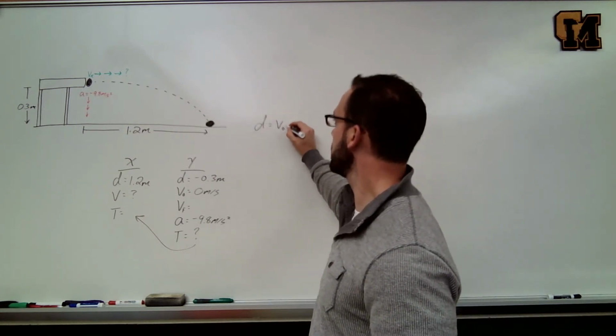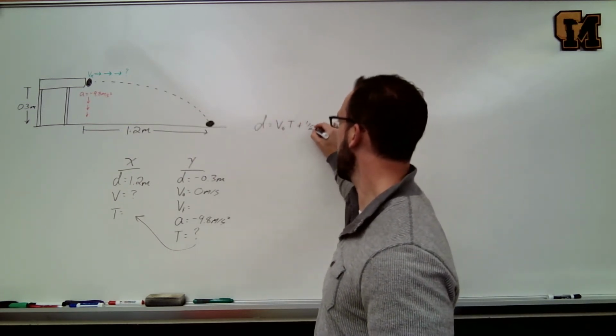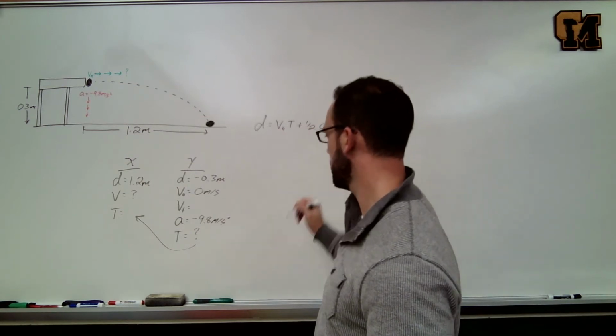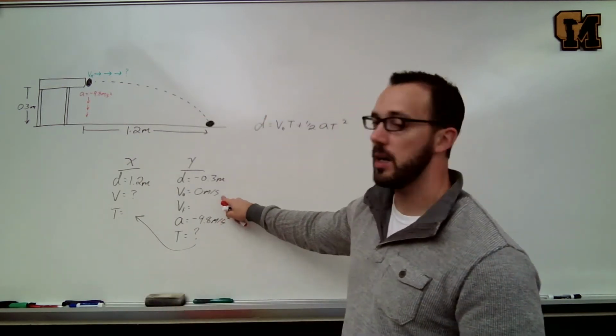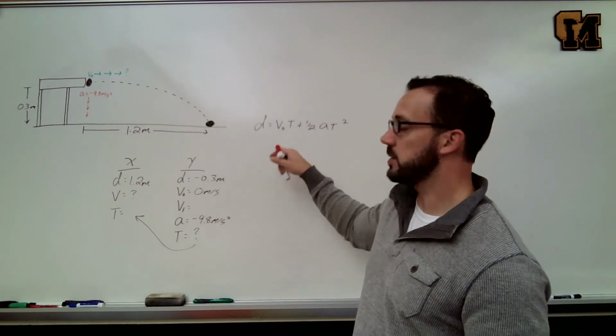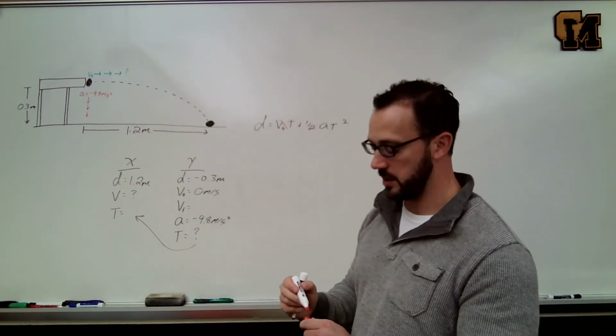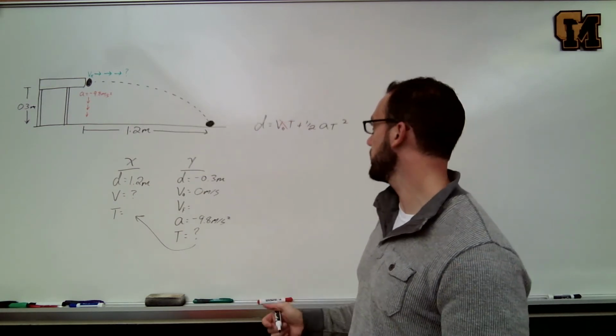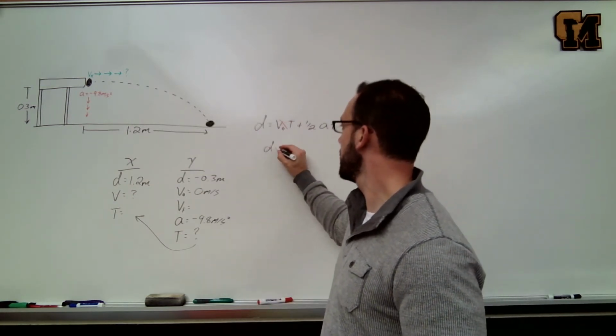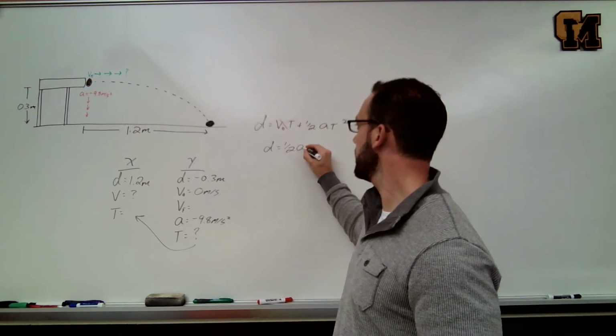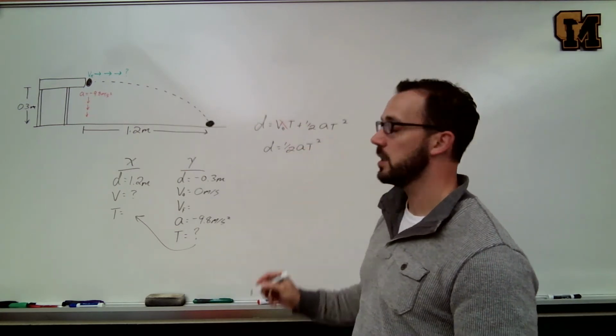So d equals v naught t plus 1/2 a t squared. V naught is 0, which means 0 times t is going to cancel out, making our algebra just a little bit easier to do because that term is going to go away. So d equals 1/2 acceleration time squared.